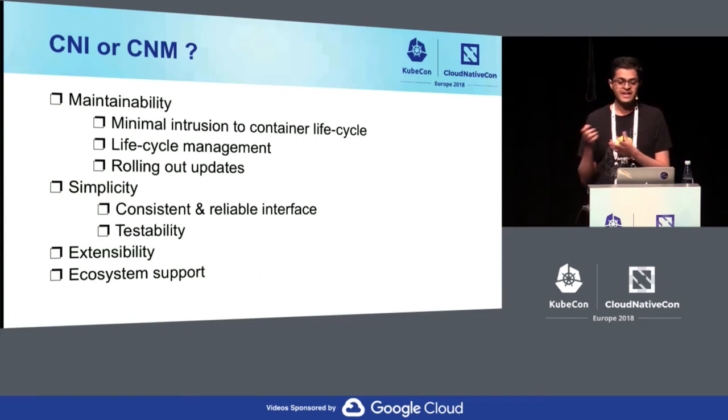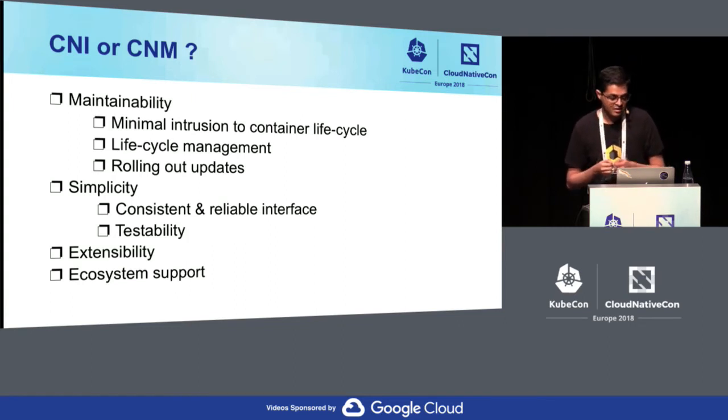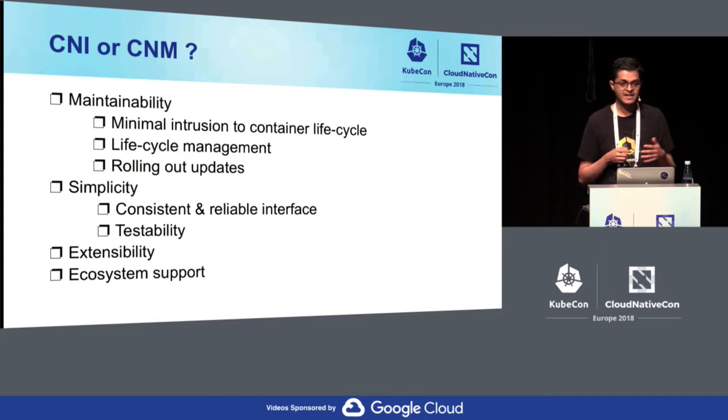In this model, you still write plugins, but Docker daemon integrates with these plugins instead of the orchestrator. And your plugins are running as long-running daemons, whereas in CNI, they're short-lived executables. So we had 4 major axes on which we were trying to decide which route to take.